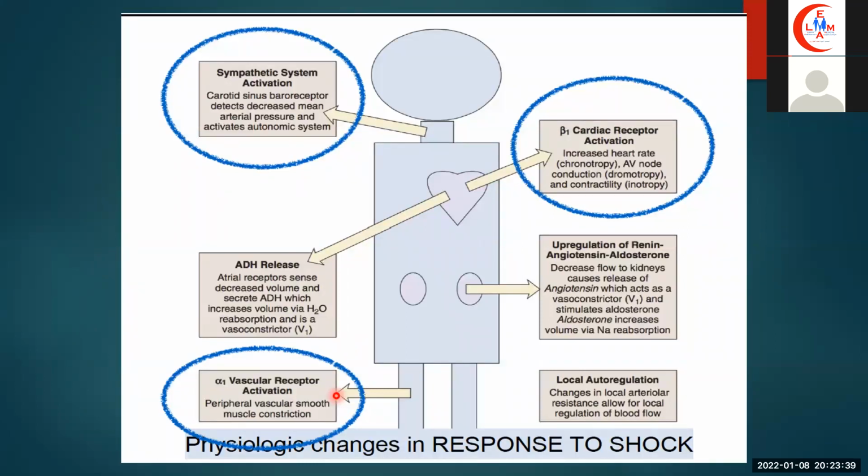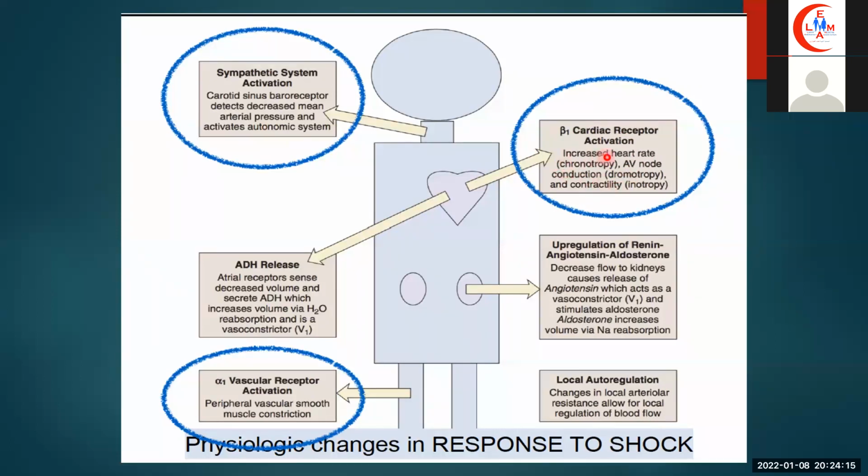So what will happen when a patient is in a state of shock? There will be activation of the sympathetic system, and the activation is because of the stimulation. When there is decreased blood pressure, there are baroreceptors in the carotid sinus and in the aortic arch, and this will activate the vasomotor center. And this causes activation of the sympathetic activity and an increase of adrenaline and noradrenaline. So what it will do, it will increase the heart rate and it will increase the contractility of the heart.